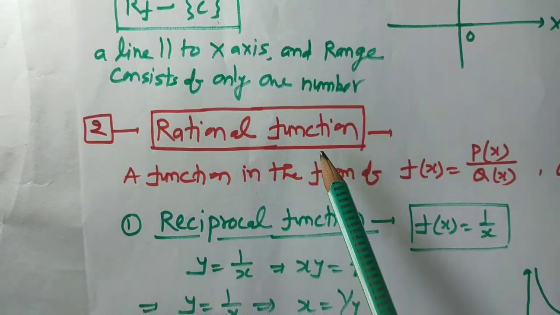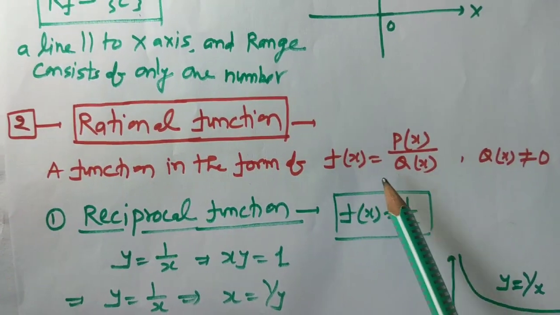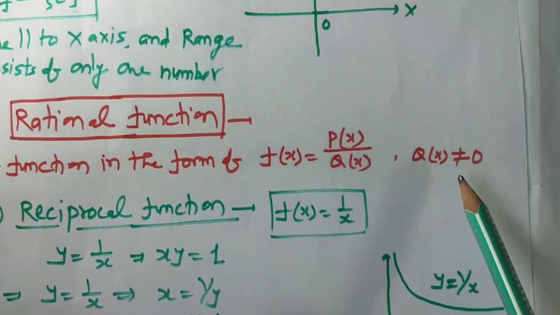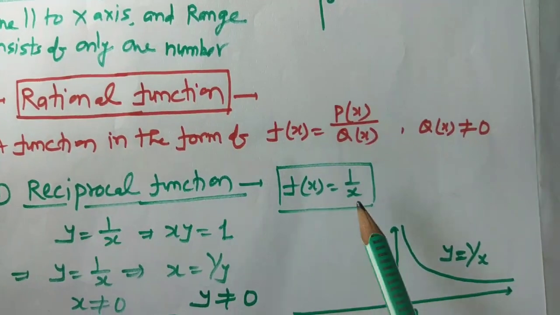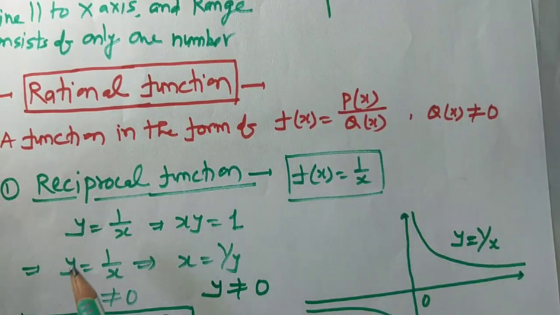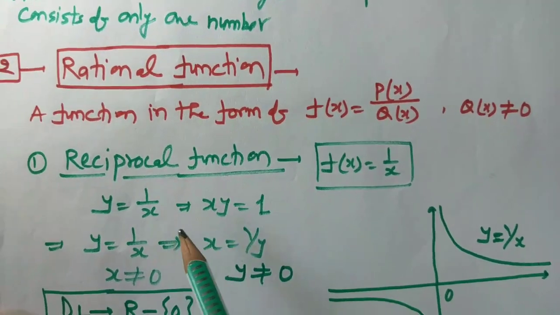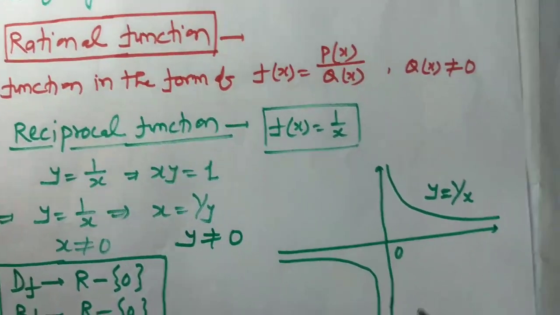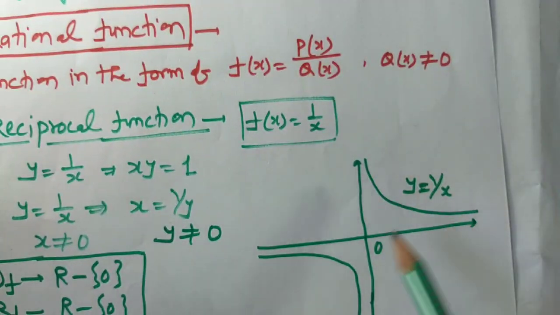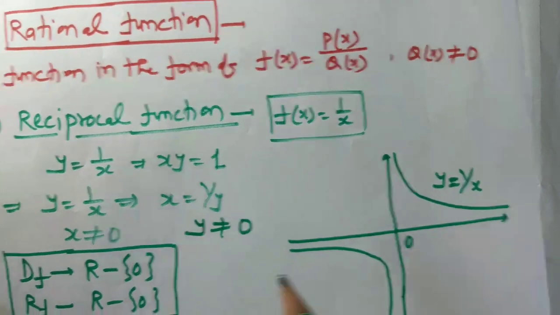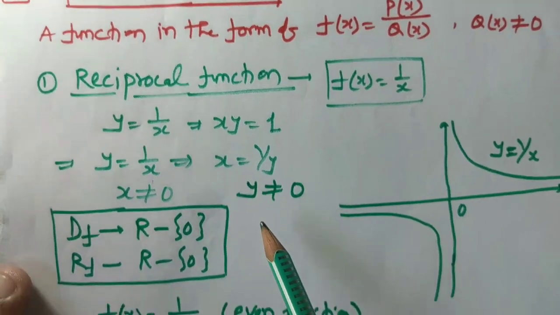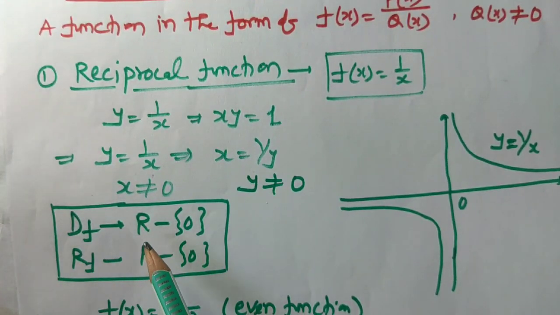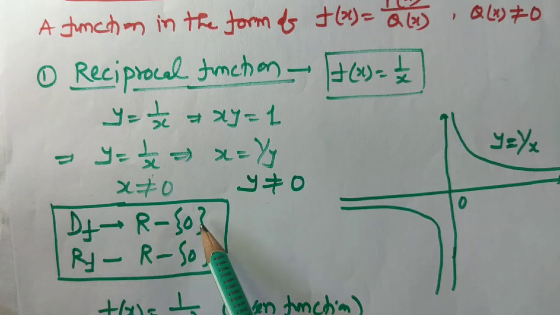Now the rational function, a function in the form f(x) = p(x)/q(x) where q(x) is not equal to 0. So the reciprocal function, first form f(x) = 1/x. So simply, y = 1/x, so xy = 1, that is a rectangular hyperbola. Graphically it is y = 1/x, 0 is not included because here x is not equal to 0. If y = 1/x, then x = 1/y, that's why domain and range both are real numbers but 0 is not included. So domain and range are R minus 0.